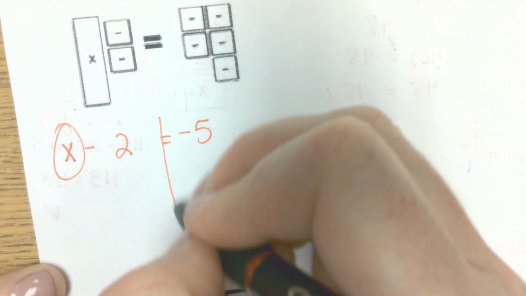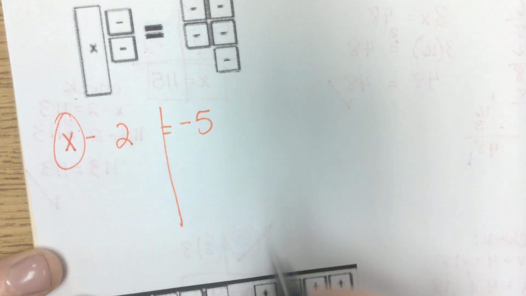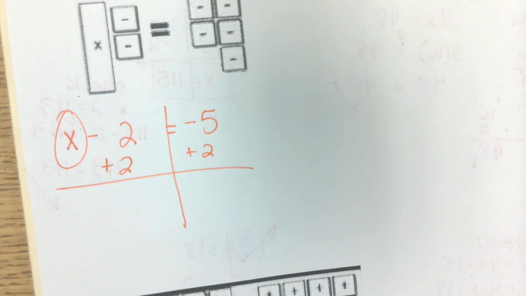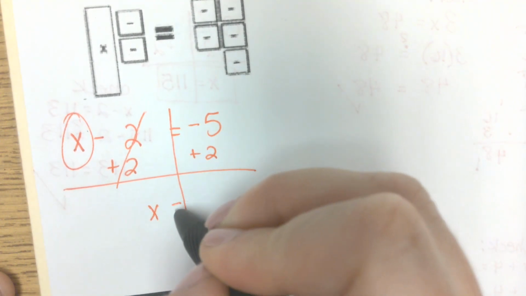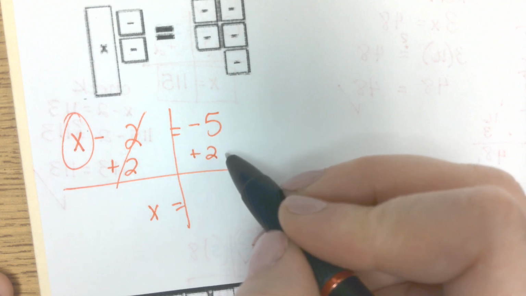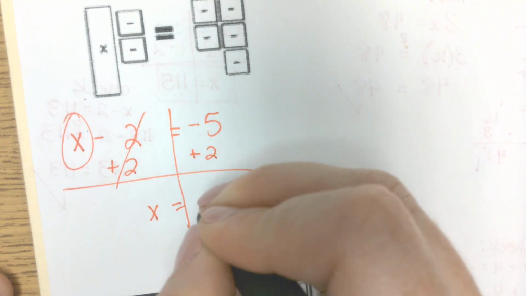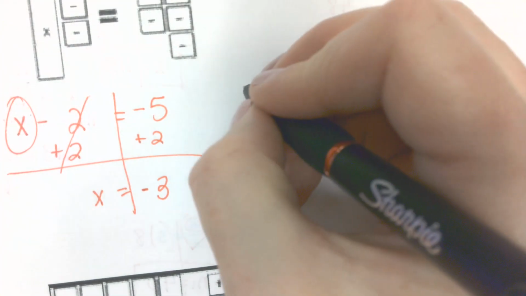Circle your x. Draw your line down your equal sign. Inverse operation. So this is minus 2. So the opposite of minus 2, plus 2. Whatever you do to one side, you have to do to the other. So I get x equals, if I owe somebody $5, but I have $2, what does that mean? I got 3, but I still owe somebody money. So it's negative 3.